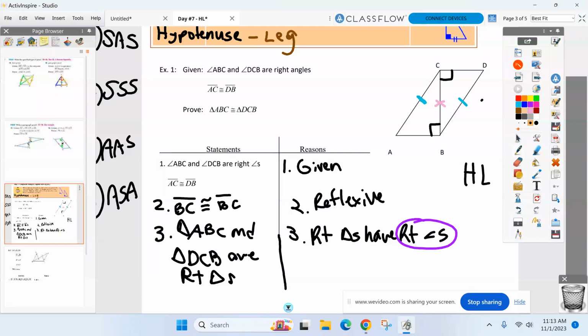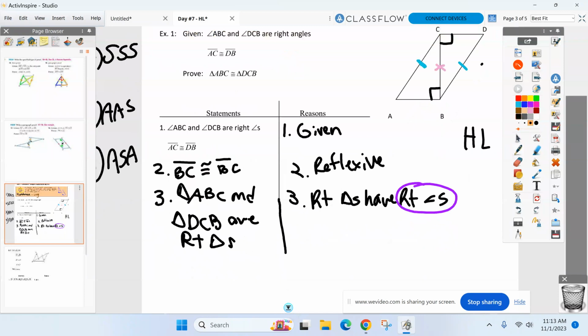All right, now we have enough. We have H, L, and the fact that they're right triangles. Now we're all good to go. There's nothing extra I need. I can now say those triangles are congruent by our fifth and final method today, HL.